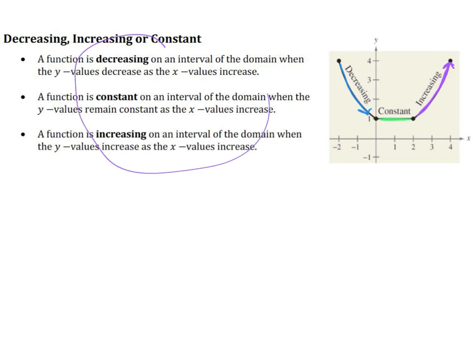So here is the more scientific way of describing it. Decreasing is on the interval of the domain when the y values decrease and x values increase. Constant is when y values remain constant when x values increase. And increasing is when the y values increase as the x value increases.